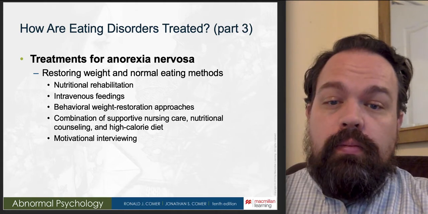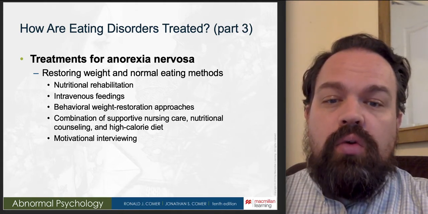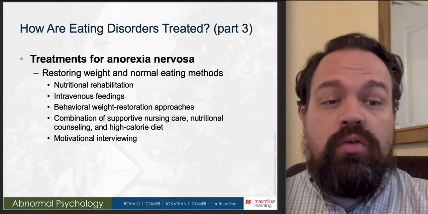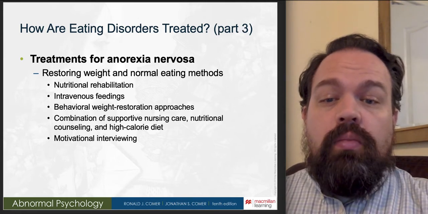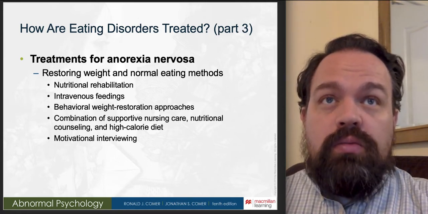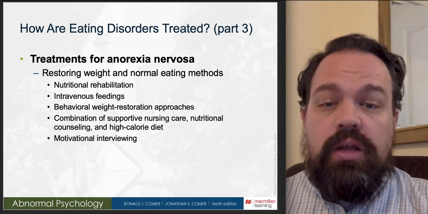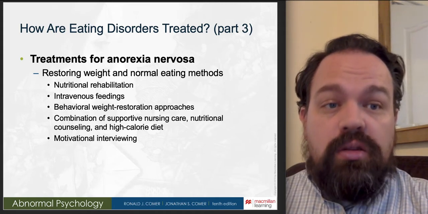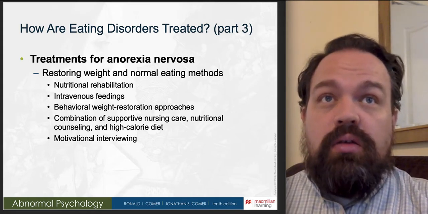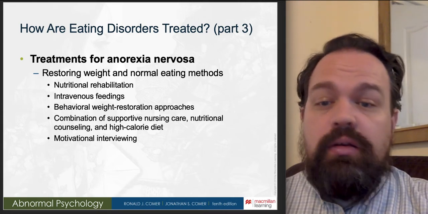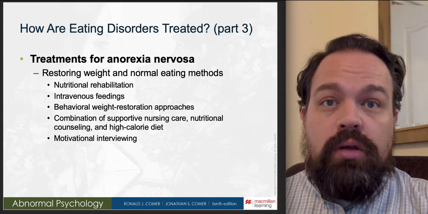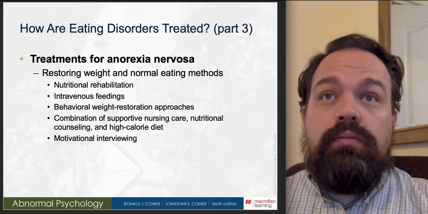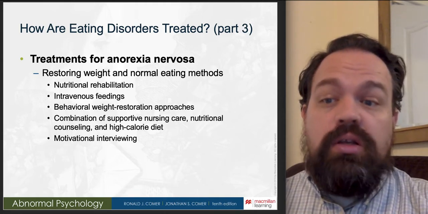Then, in order to help them move back closer to their weight and regain their normal eating methods, not only are you going to be feeding them high calorie foods in order to help them restore their weight, but you're going to be engaging in some nutritional counseling, teaching them how to balance the nutrients that they need, and engaging in some counseling and motivational interviewing to motivate them to want to eat, to want to take care of themselves.